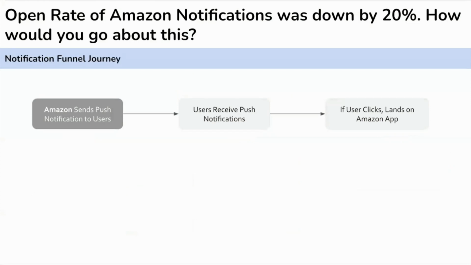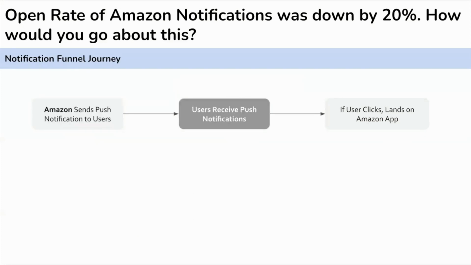So let's see the notification funnel journey. Amazon first pushes the notification to the user. There can be different types of push notification. It can be an event-driven push notification or a generic push notification as well. Event-driven push notifications are the ones which get fired as soon as you do a certain action on the platform. For example, if you have added something into the cart and you haven't purchased in the last 3 days, a push notification will get fired. Then the user receives the push notification on the app and sees it.